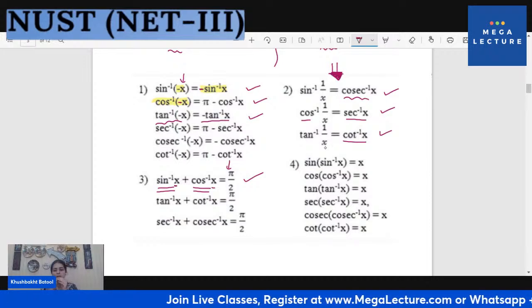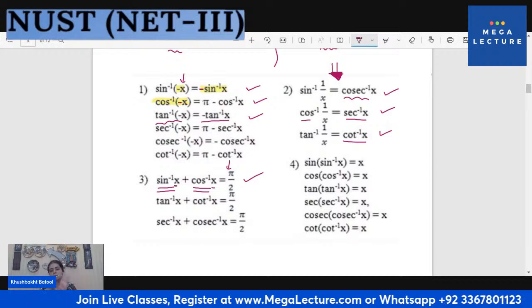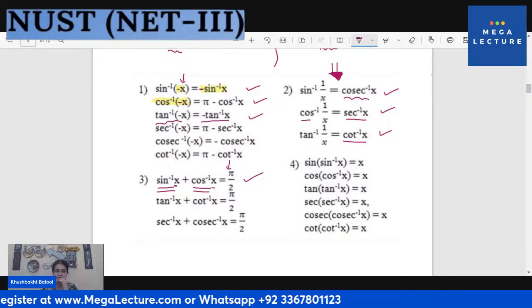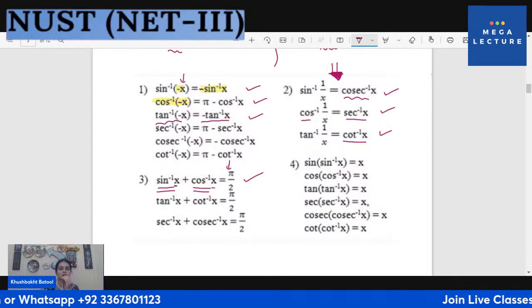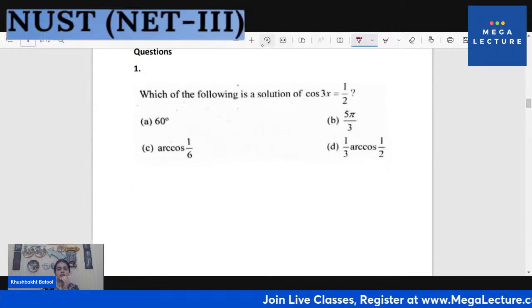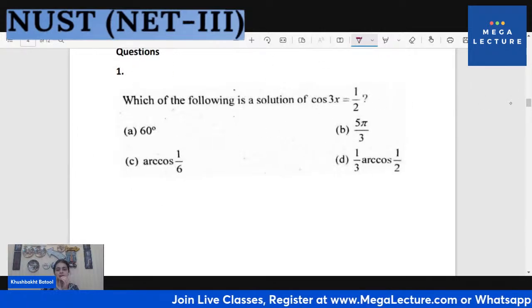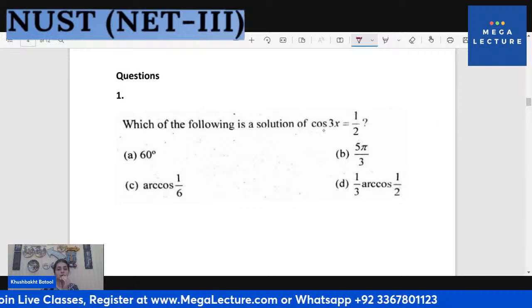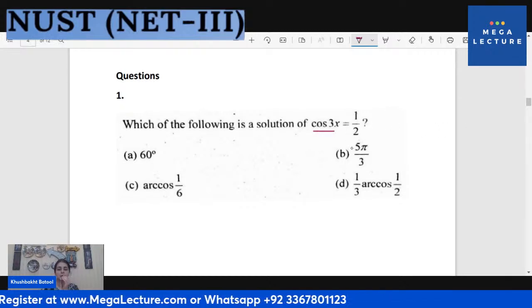Okay, all right. So for this class, we need to focus on the seven identities, and we'll talk about the other ones in the next chapters. All right. So let's get started with the questions now. Here is the first question. It says, which of the following is a solution of cos 3x equals 1 by 2?